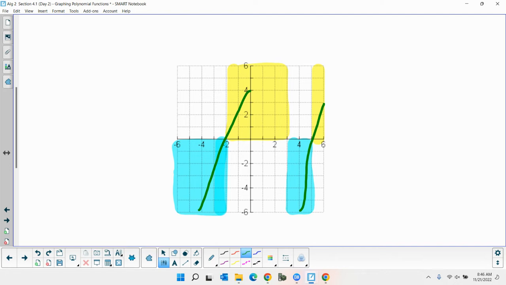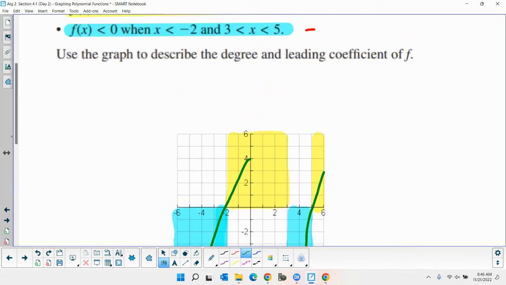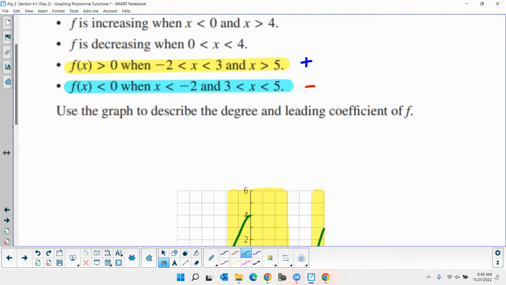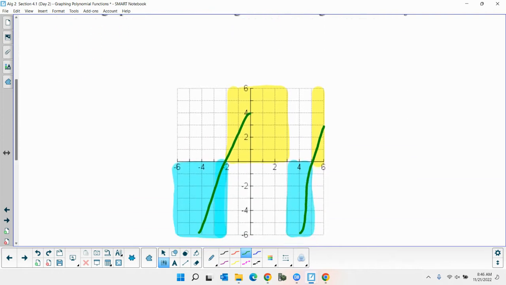So less than 0, it's decreasing. Going left to right, it's going up. And from 4, it's going up. Okay? And then it's decreasing between 0 and 4. Decreasing was purple, right? Decreasing between 0 and 4.